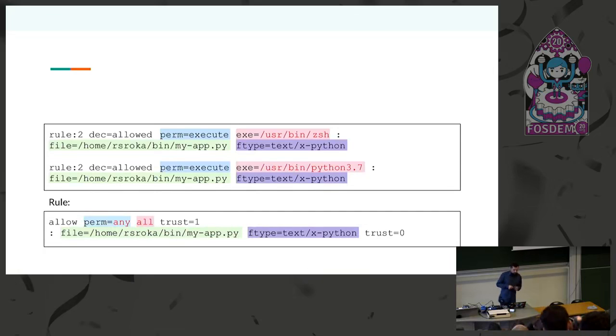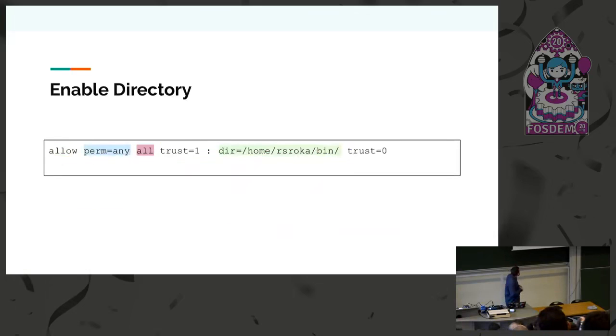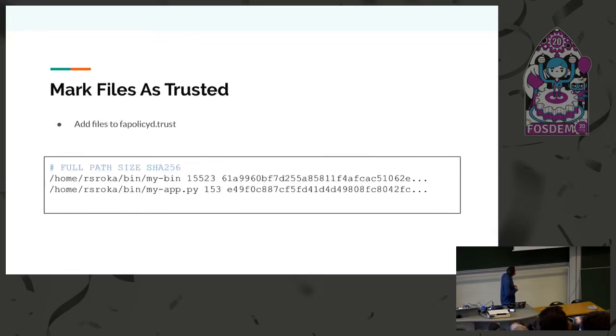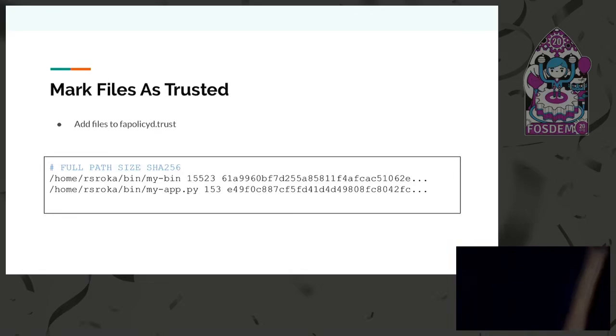And again, the object is the same as before. The second way to enable this application is to enable a whole directory, but this is not very secure, right? And the third way, the best from my point of view, is to add these applications to the Fapolicyd trust file, as we can see on the image. And we are able to run them.